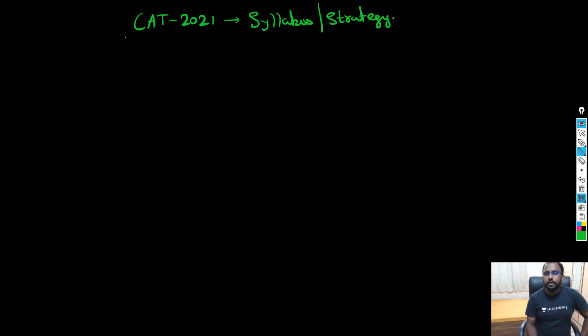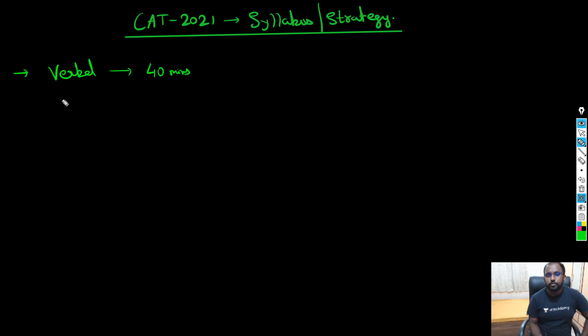If we compare with last year's CAT, the timings have changed. Verbal is actually reduced to 40 minutes. So verbal is 40 minutes, quant is 40 minutes, and LRDI is 40 minutes. Let me write the order in which the paper appears. First on your screen there will be the verbal paper of 40 minutes, then LRDI of 40 minutes, and then quant of 40 minutes. So this is a total exam of 2 hours.